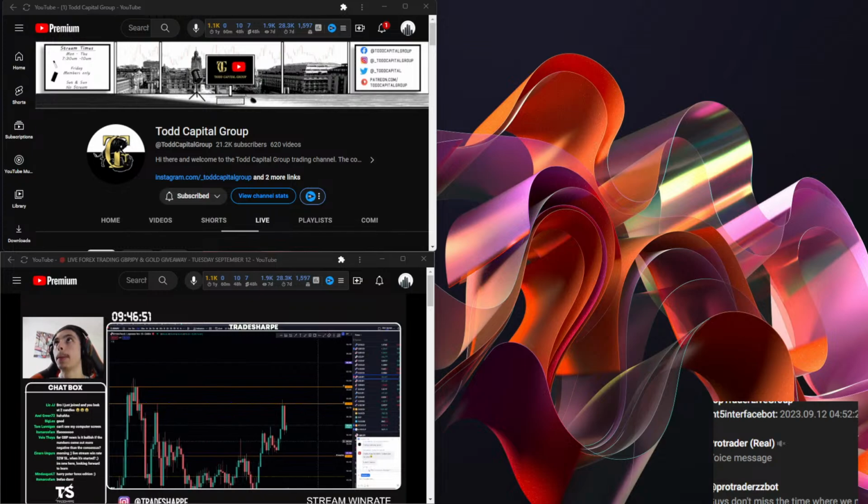For GBP news, is it bullish if the numbers come out more negative? I think you'll see a spike, but we'll see. We'll see what happens with this news that comes out.